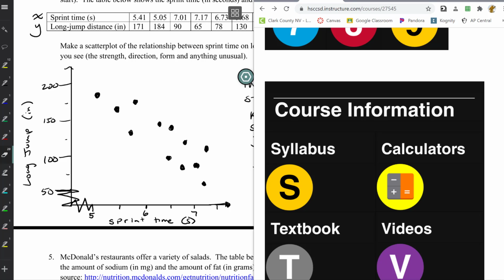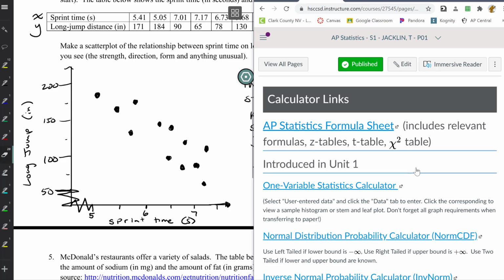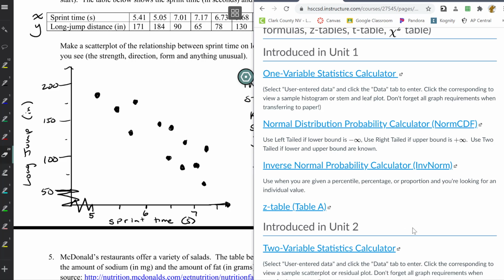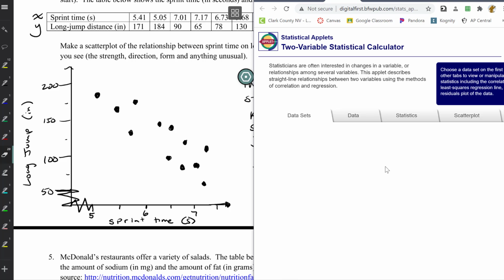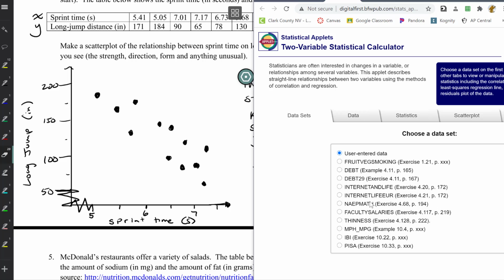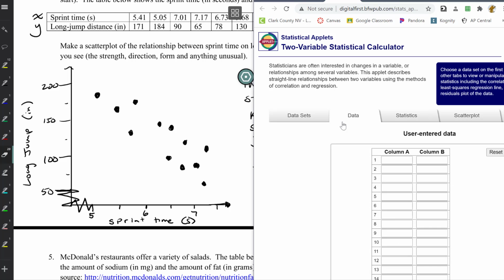Alright, so we're going back to our sprint time and long jump distance example from the last lecture, and you'll see that I've got also my Canvas homepage open, and I want to click on calculators to find where we can utilize a two variable statistics calculator. So if you scroll down, we are now into Unit 2, and here's a two variable statistics calculator. Clicking on this link will take me to this page, and what I want to do is go ahead and click data, and I want to type in my own data.